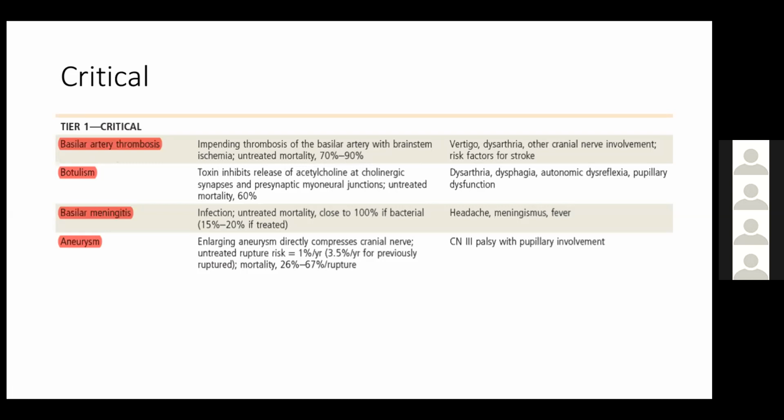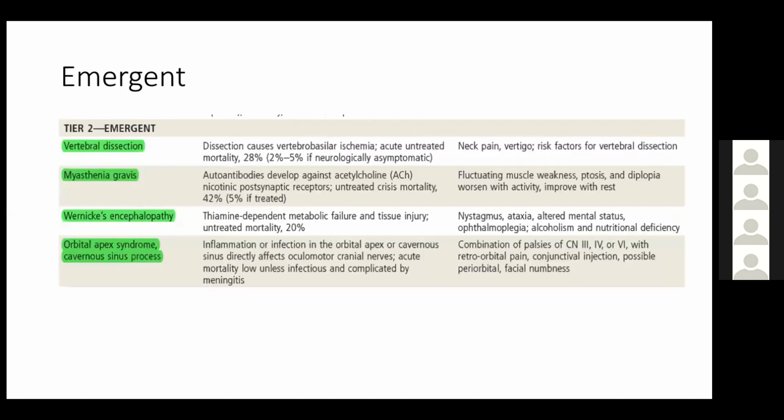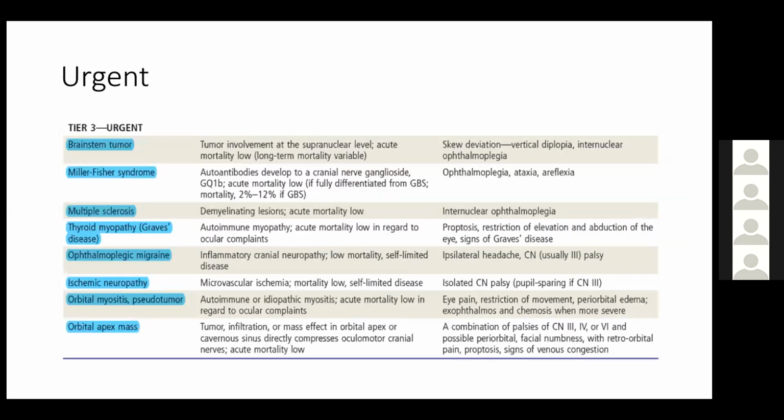So think about stroke. Other causes: if there is basilar meningitis, there is a history of fever. Aneurysm is a critical diagnosis, but you have some time to think about it. Other causes, again, are vertebral dissection and myasthenia gravis, which we went over. Those are less serious, but still a little bit urgent to diagnose.